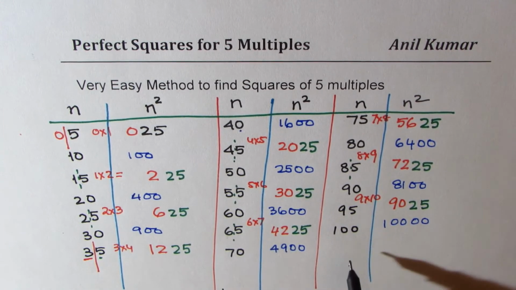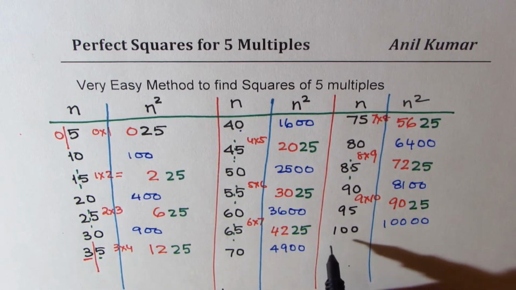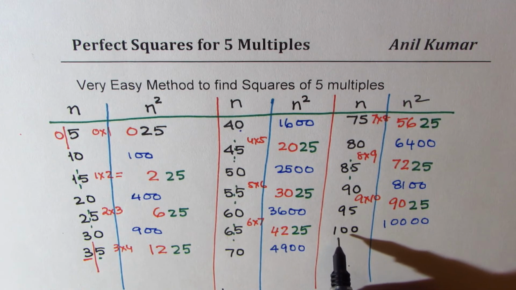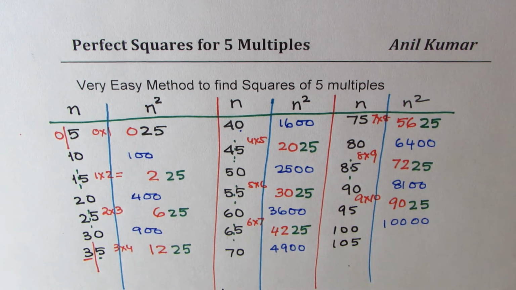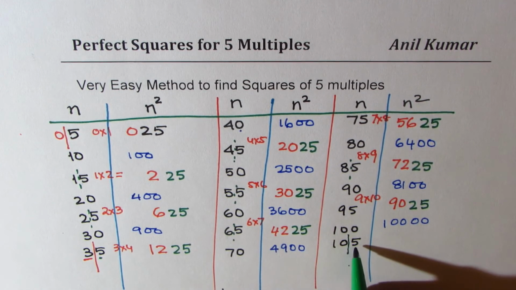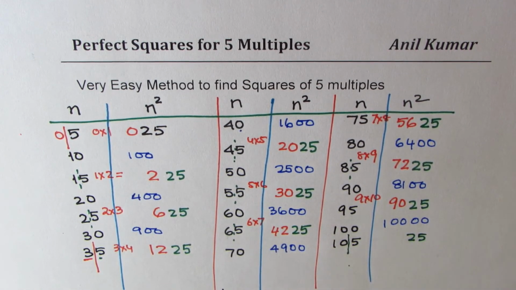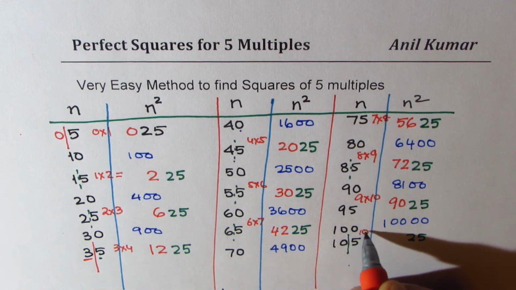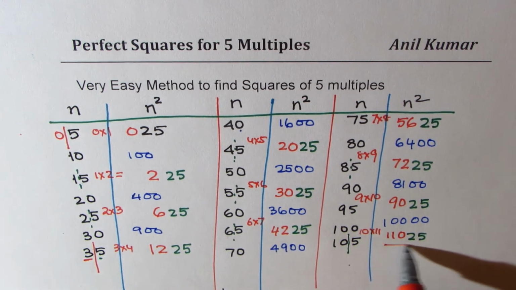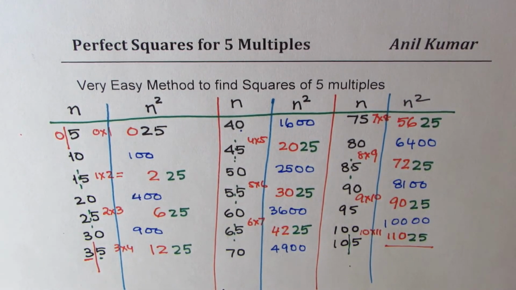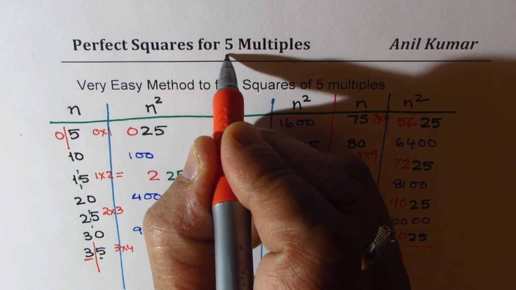Well, this could be continued for bigger numbers. For example, if I have here, instead of 100, the next number is 105. So what is going to be the number now? Of course, I'll split it into this part. For 5, I can write 25, and now I have 10 times 11. So 10 times 11 is 110. So that is how you get squares of numbers ending with 5. That is to say, all multiples of 5.